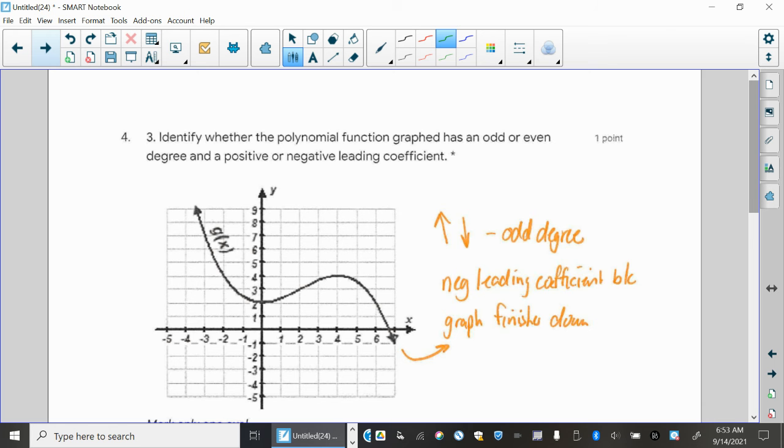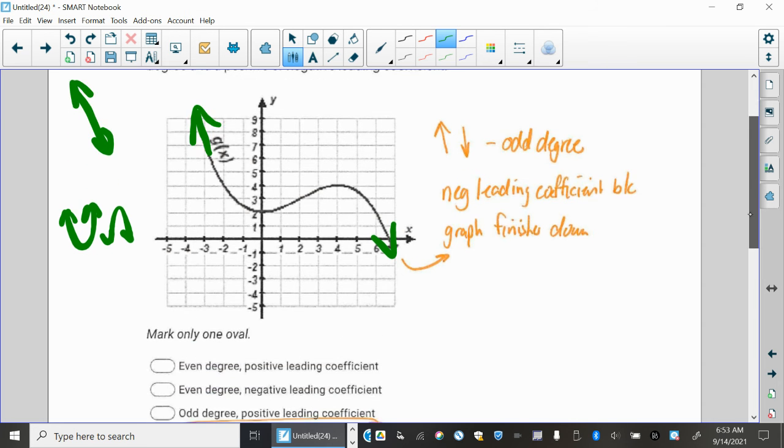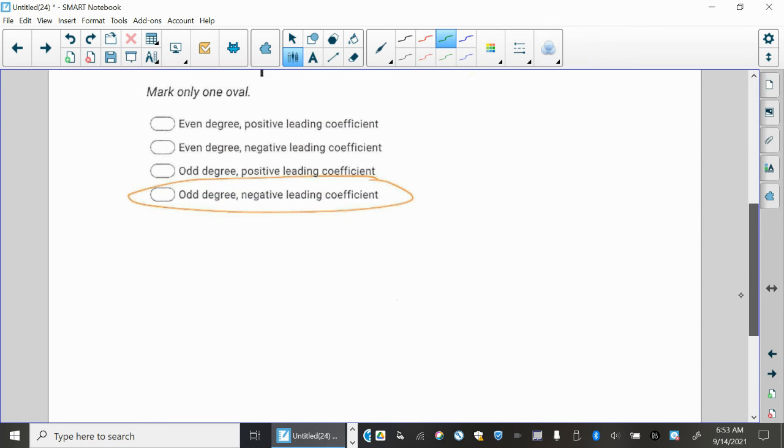All right, 4: even degree, odd degree, and positive or negative leading coefficient. First of all, they're going in opposite directions, which means it is an odd degree, very similar to a line. You just have to worry about a line or parabola. We know a line, whether it goes up or down, goes in opposite directions. That's an odd degree. Any even degree is going to behave like a parabola, both going in the same direction, whether up or down. So this is an odd one, negative leading coefficient because it finishes down. Odd degree, negative leading coefficient.